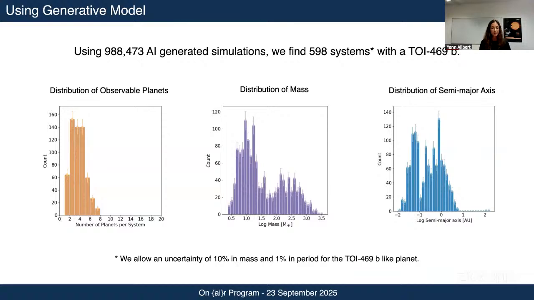And you start seeing that in the mass, we have something which is at 1, which Yann said corresponds to around 10 Earth masses. And we have a few peaks. We have 2, I would say, main pronounced peaks in the semi-major axis, one being at more or less -1 and another one being at 0. So there should be something else there.